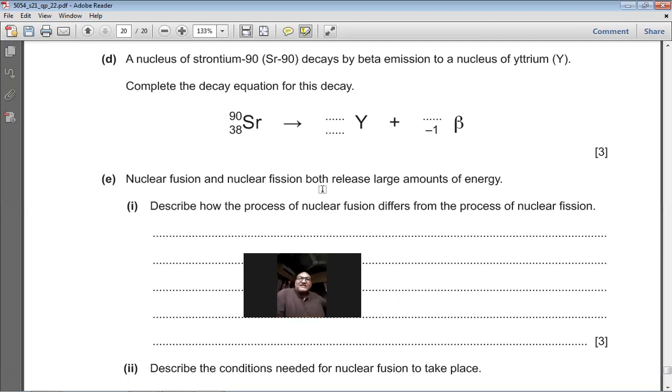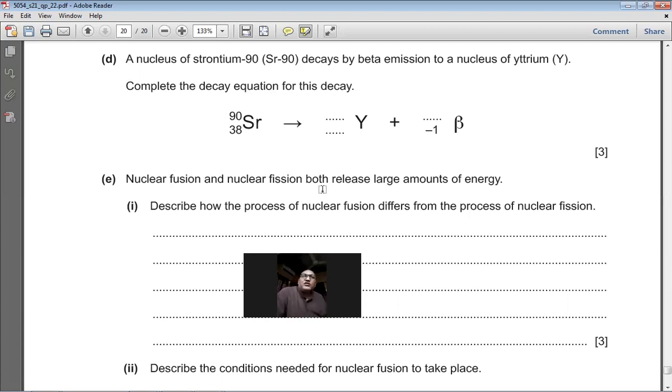For example, on the sun, hydrogen and hydrogen, smaller nuclei, come close to each other. And when they come close to each other, they fuse into one another and make a larger nucleus. And a lot of energy is released. That is nuclear fusion.